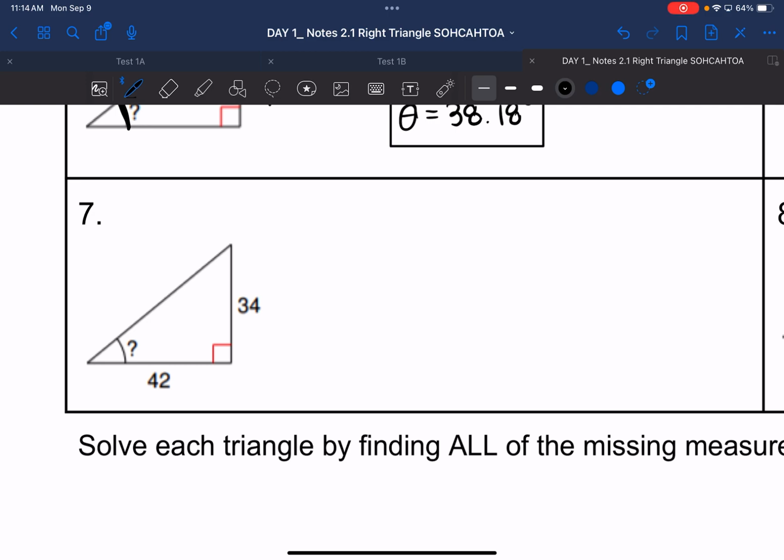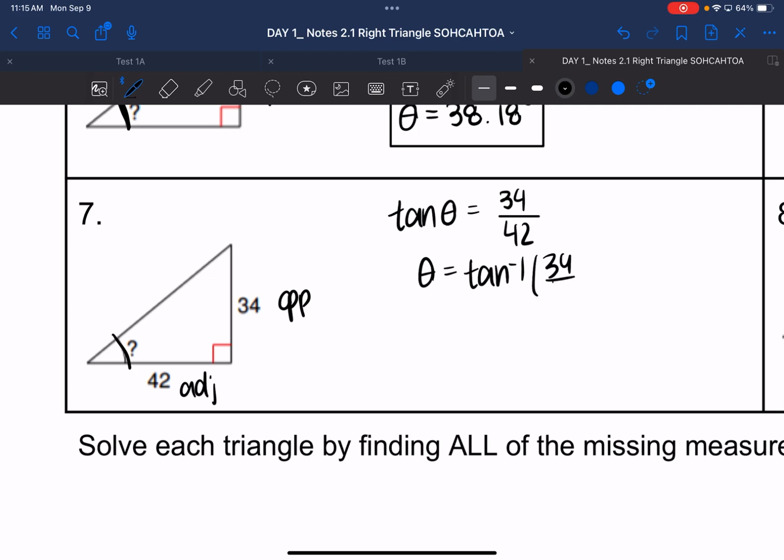Okay, so on number 7, if this was our given angle, what was 34? Opposite. And 42? Adjacent. So which trig ratio did you have to use? Tangent. Good. So you had tangent of theta equal to the opposite 34 over adjacent 42. And how did we solve for theta? Take the inverse. Very good. So theta was equal to tangent's inverse of 34 over 42. So what'd you get for your theta?